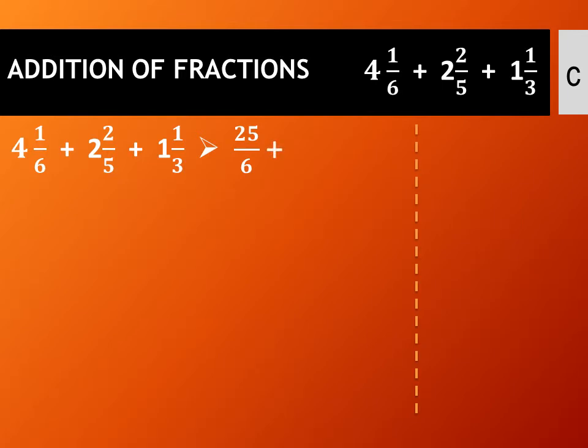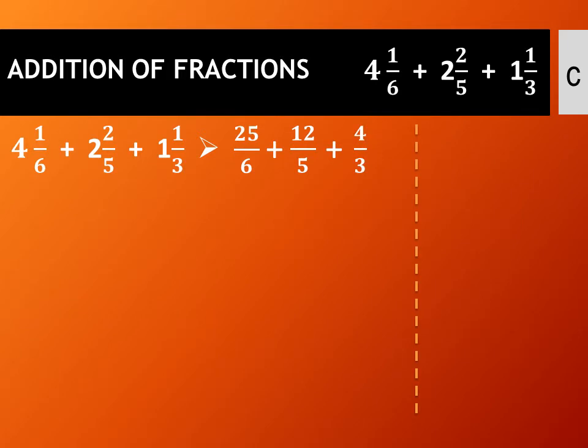5 2s are 10 and 10 plus 2 is 12. So the second fraction is 12 upon 5. Then write down the plus sign as it is. Then 3 1s are 3 and 3 plus 1 is 4. So the third fraction is 4 upon 3.